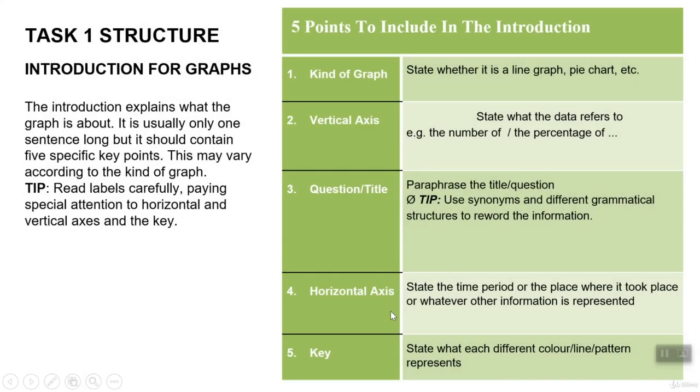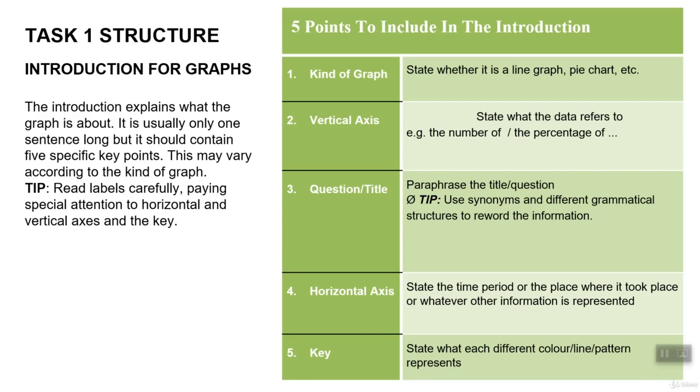We begin any diagram in task 1 with an introduction. When there's a graph with a trend, this includes 5 pieces of information, and here they are. Number 1, what kind of graph it is. In other words, we begin: the line graph shows, indicates. Remember the useful language page.